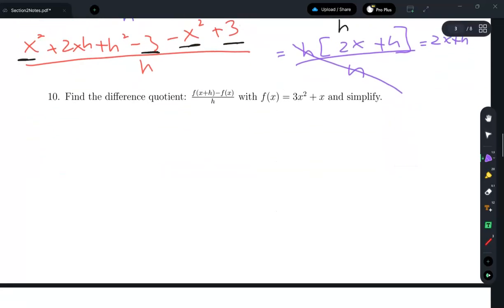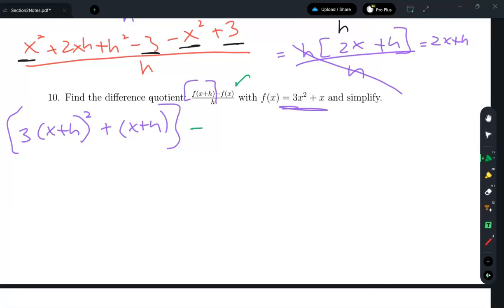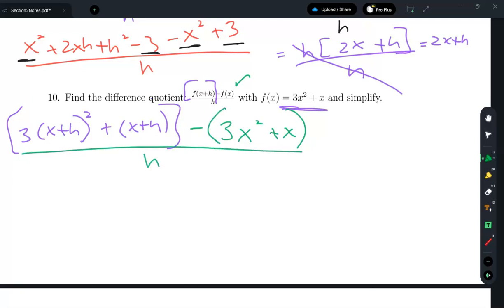Okay, let's try that same kind of thing with this function. So this here would be 3 times x plus h squared plus x plus h, right? All of that is that. And so then let's do subtract f of x. So subtract this guy all over h.